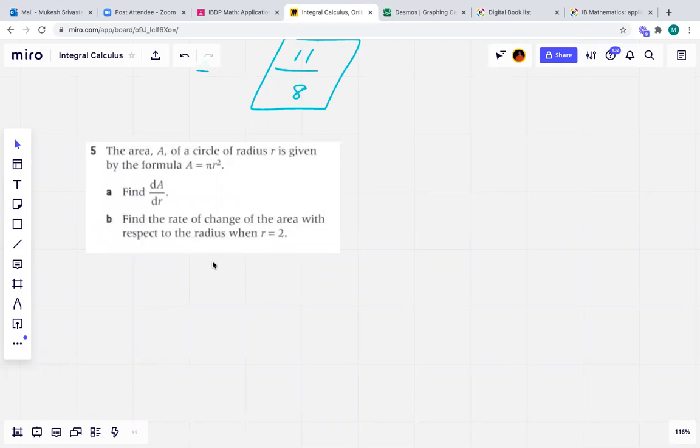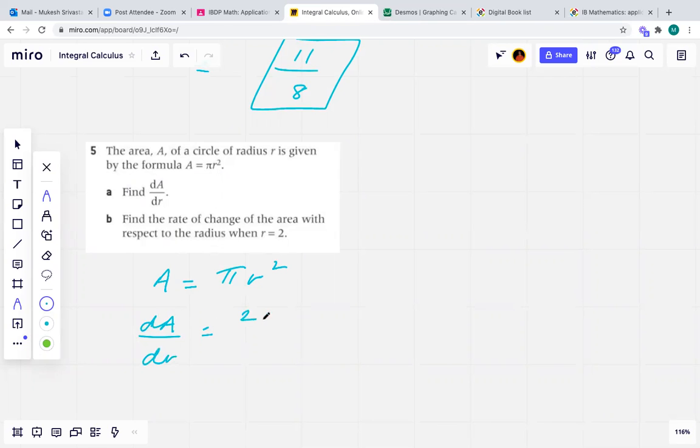See, the area of a circle is given by A equal to pi r square. So what is dA upon dr? dA upon dr is 2 pi r. Very good. So when r is 2, what is the rate of change of area with respect to radius? Then 4 pi. Which means the rate of change of area with respect to radius is dA upon dr at r equal to 2. Very good.